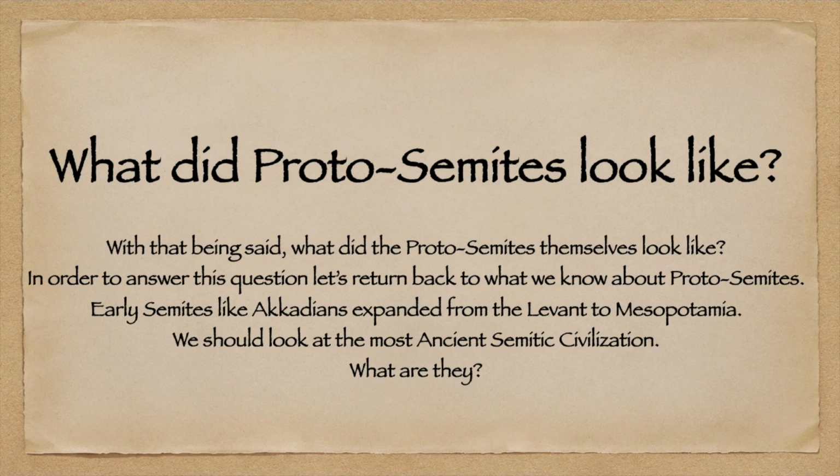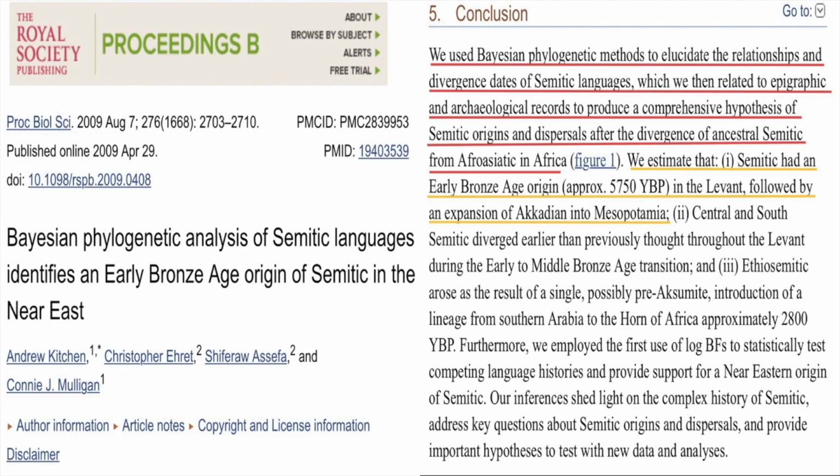With that being said, what did the Proto-Semites themselves look like? In order to answer this question, let's return to what we know about Proto-Semites. Early Semites, like Akkadians, expanded from the Levant to Mesopotamia. We should look at the most ancient Semitic civilizations. So, what are they? We estimate that Semitic had an early Bronze Age origin in the Levant, followed by an expansion of Akkadian into Mesopotamia.